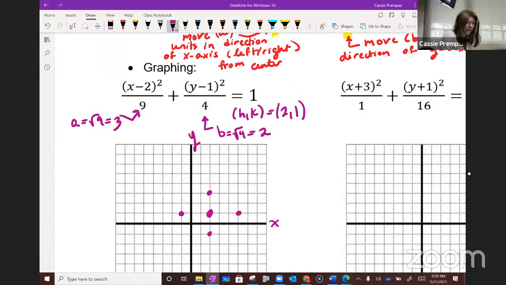And now I have how wide and tall this ellipse is. It's not a perfect circle because it doesn't have one length radius. It's elongated. It's an ellipse.